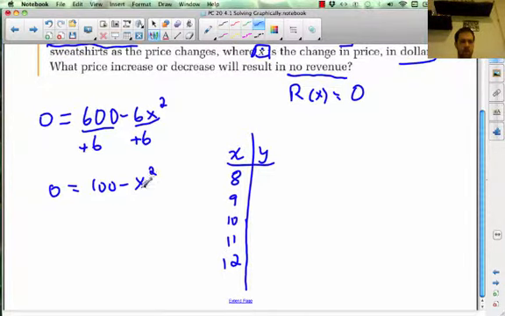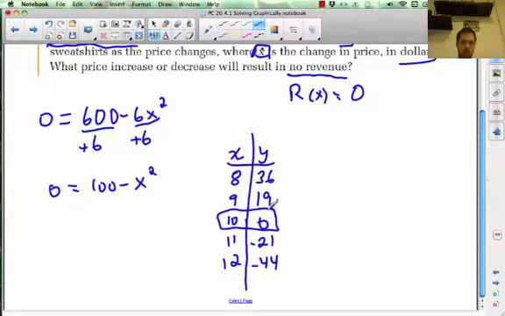If x is 8, we go 8 squared is 64. 100 minus 64 is 36. If x is 9, it's 100 minus 81, which would leave us with 19. If x is 10, it's 100 minus 100, which would leave us with 0. If x is 11, it's 100 minus 121, which would leave us with negative 21. And if x is 12, that's 144. 100 minus 144 would leave us with negative 44. But here you can see that this is clearly going to be our solution. But if you graph this thing, you might find out that there's more than just this one.